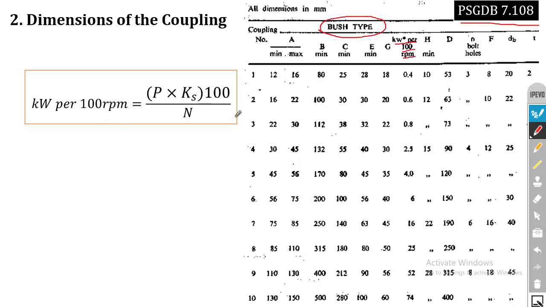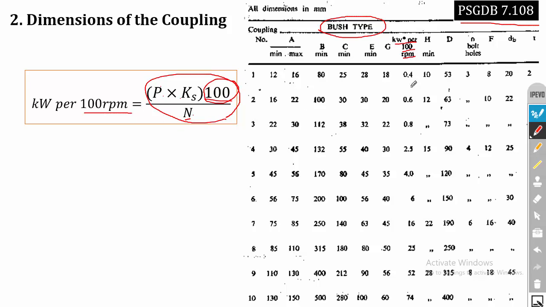So this is the formula for calculating the kilowatt per 100 rpm. It is P into Ks into 100 divided by N. For example, if the power is 10 kilowatt for 720 rpm, then we have to calculate what the power will be for 100 rpm. For example, let us assume our power for 100 rpm is 2.1 kilowatt.